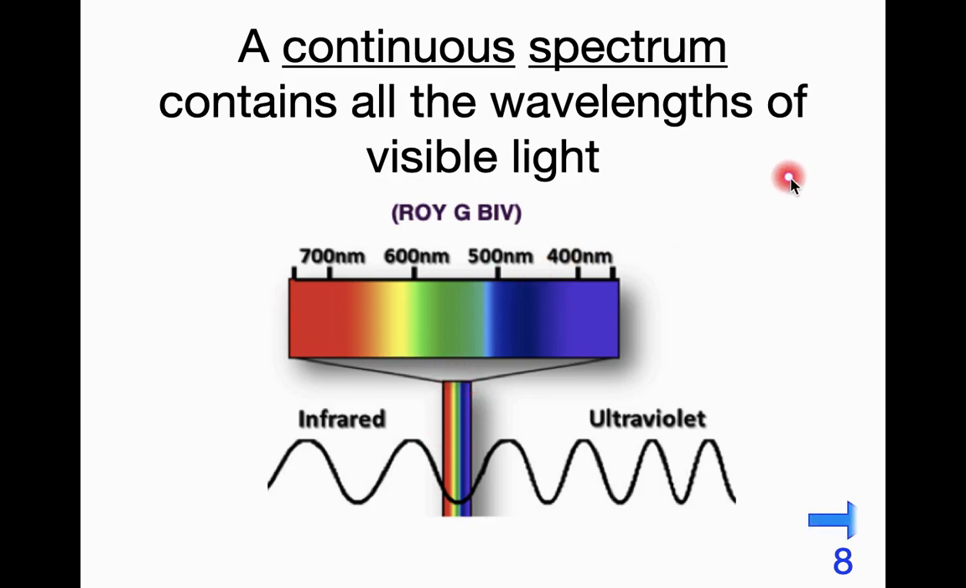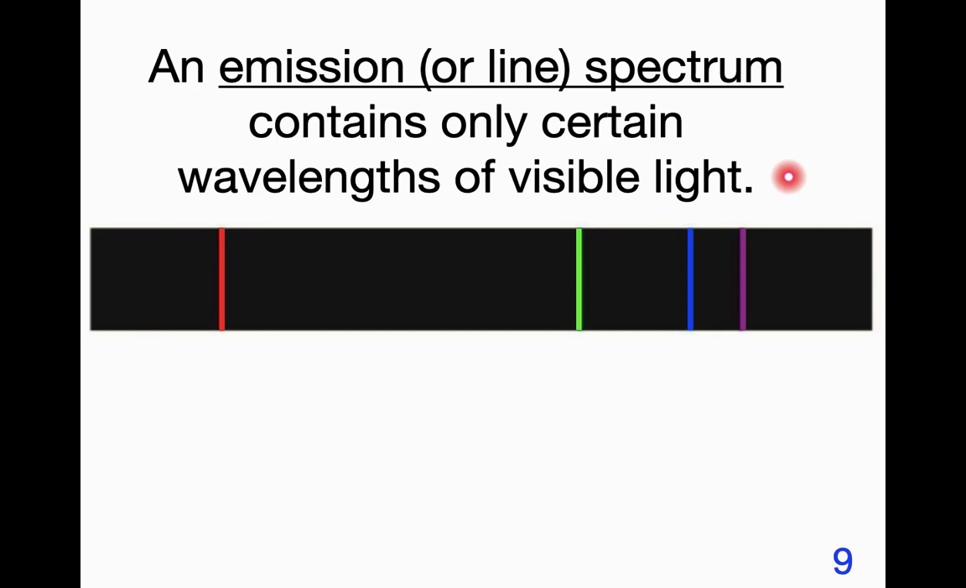Now compare that to what's called an emission or line spectrum, which contains only certain wavelengths of visible light. So in this case, we just have 4 bands of color. Think of it like a barcode of color. Well, what exactly is going on here? Let me show you a little animation. Now, it turns out that atoms are responsible for this.